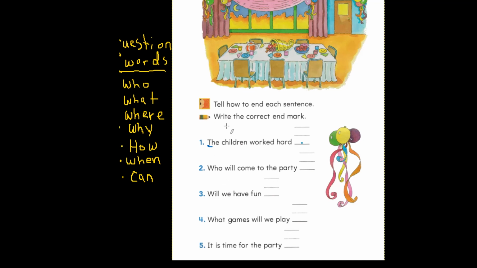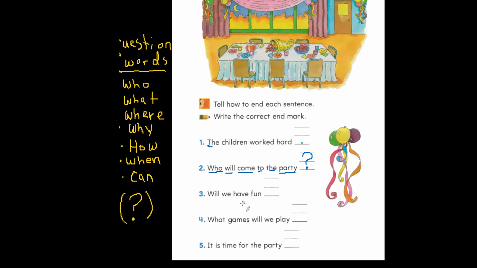Okay, so let's start over here at number two. Number two, who will come to the party? Well, look, who? Who is one of our question words. So what we're going to do, it ends with a question mark. And we can't forget that, right? This is our question mark. There.